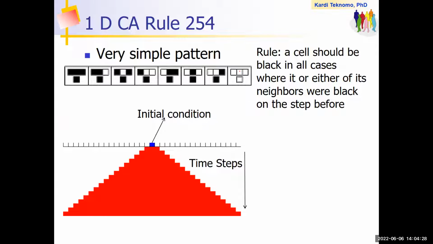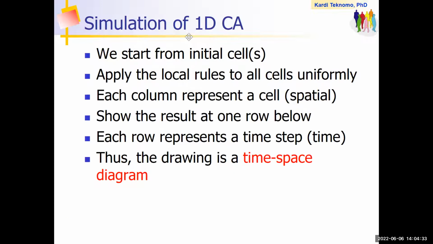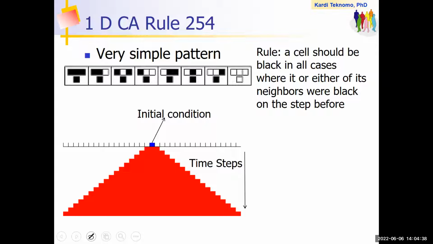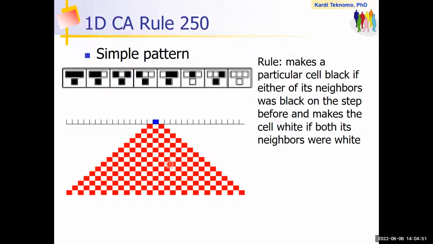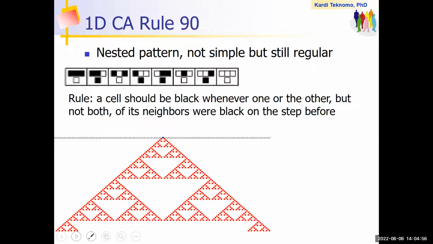So if I use rule number 254, I will get this very simple pattern. You see this is the pattern of all black, or all red in this case. And then if I use rule 250, I will get the checker box. So this pattern is repeating. And if I use rule 90 again, I get a repeating pattern.